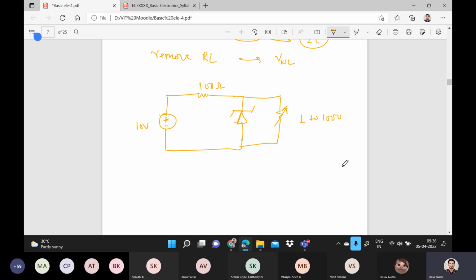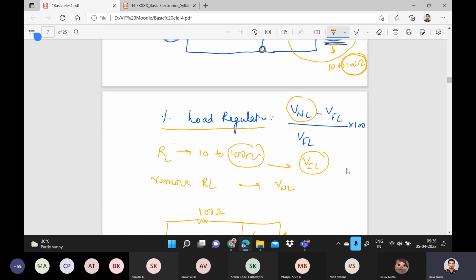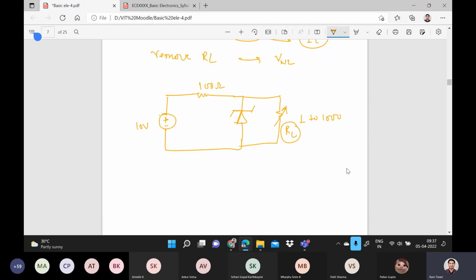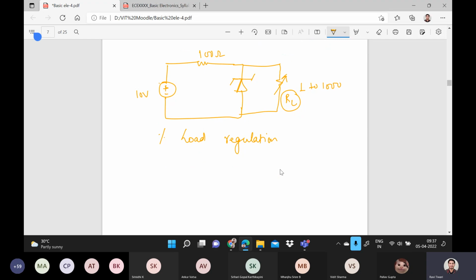So what is actually varying? The RL is varying. So I am asking to find the percentage load regulation. So how will you find it? The first step is to find the V at no load. That means you remove the RL and then find the value of this voltage.